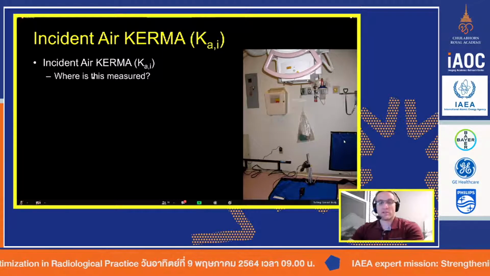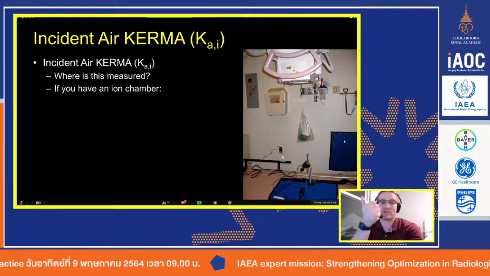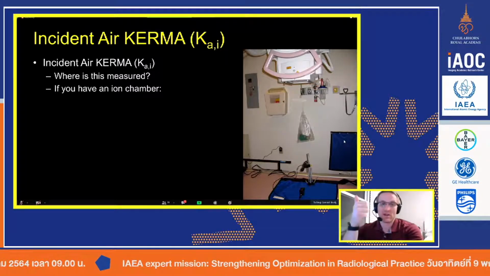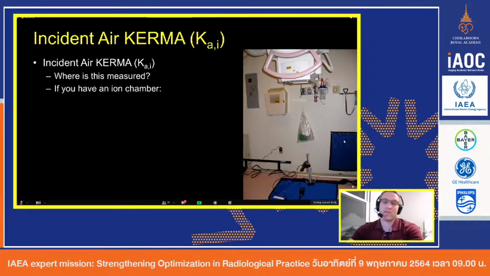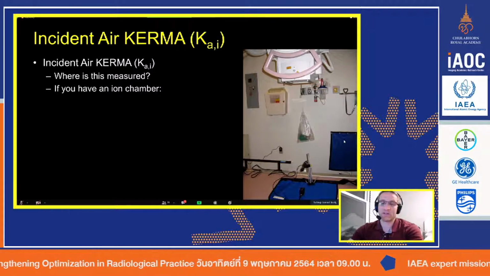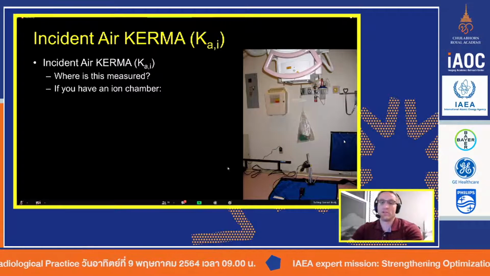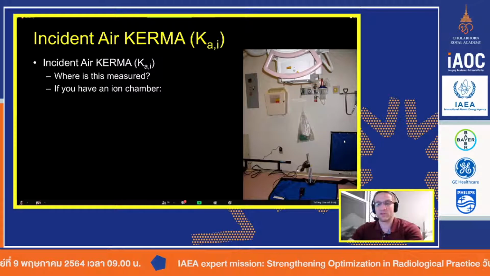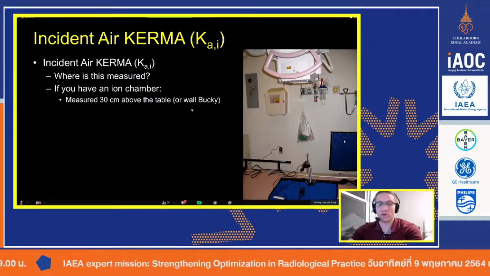So where is this measured? If we're going to collect this data and harvest and process it for either DRLs or internal QC, how do we measure this data? How do we use it? If you're using an ion chamber, there's no lead backing anywhere in this system, it's just an air equivalent probe, so you cannot place it directly on the table. You'll obviously get backscatter. So we typically make these measurements 30 centimeters above the table or wall bucky.